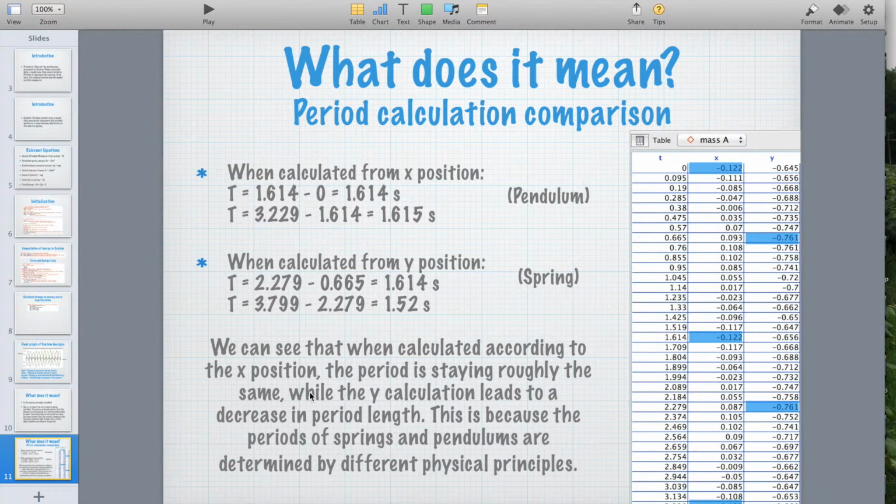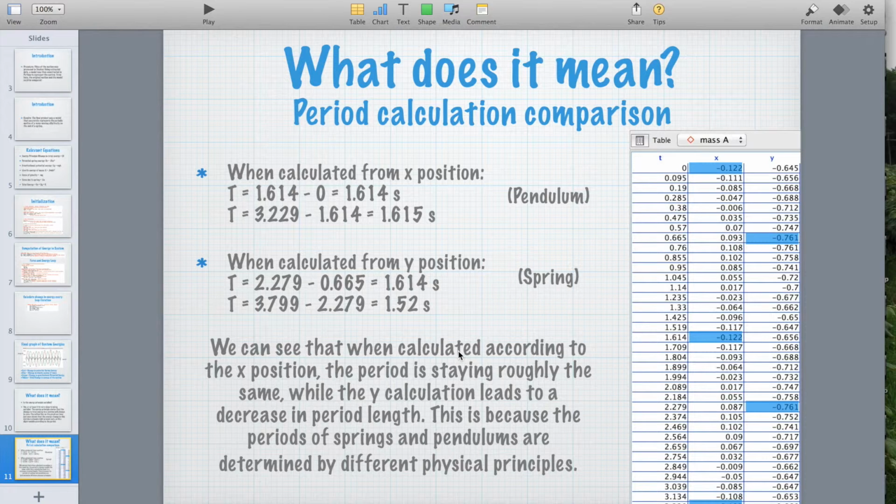The second conclusion question asks us to compare the period of the motion, both calculated from an x position point of view and a y position point of view. Here we see that for two periods calculated from the x position, they're roughly the same. When we look at the period calculated from the y position, there's a noticeable difference, quite a decrease.